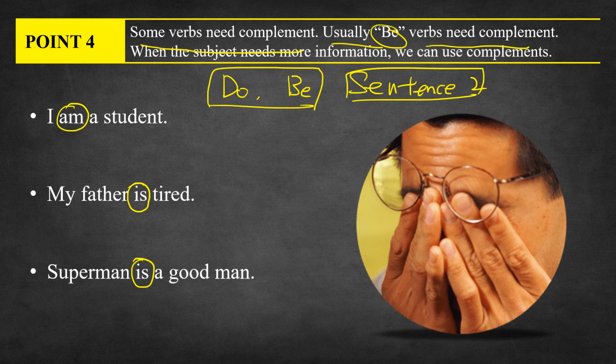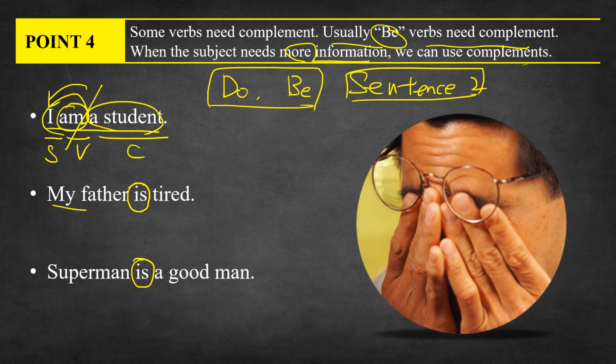Anyway, when the subject needs more information, let me erase this. When the subject needs more information, we can and we need to use a complement. For example, I am a student. I am. Okay, this is not enough. So in order to explain who I am, I use a student. I am a student. So in this one, I is the subject, am is a verb, a student is a complement.